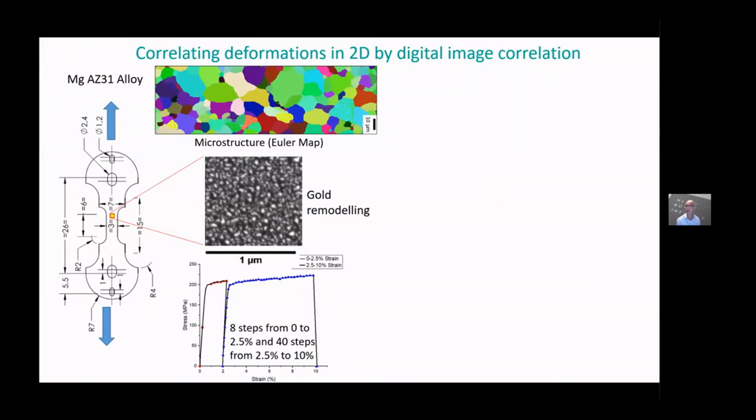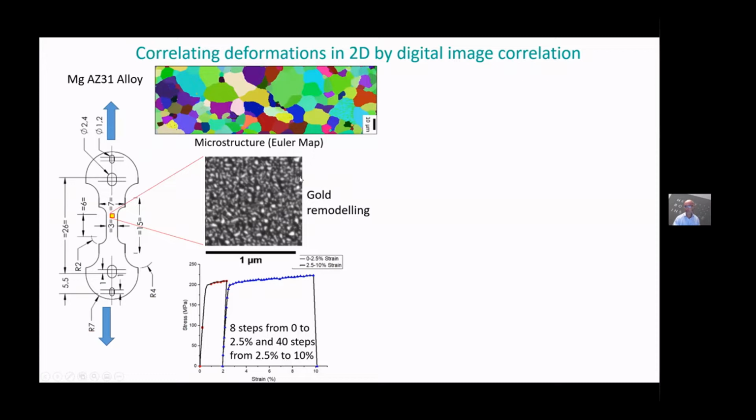Here we're looking at hot creep. So we have a lab in a microscope. We can undertake mechanical and thermal tests over many days inside the scanning electron microscope. And here we're looking at the creep deformation of magnesium alloys. You can see the magnesium AZ31 microstructure at the top.